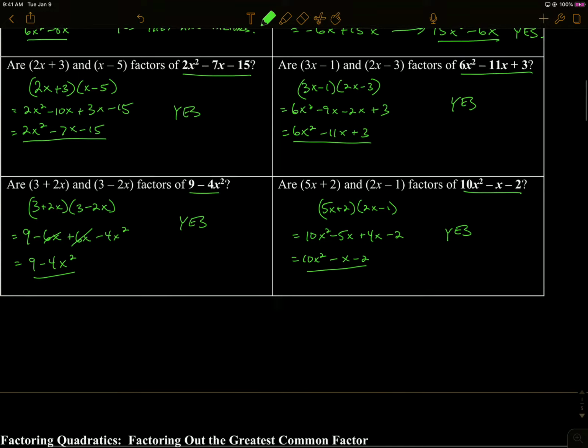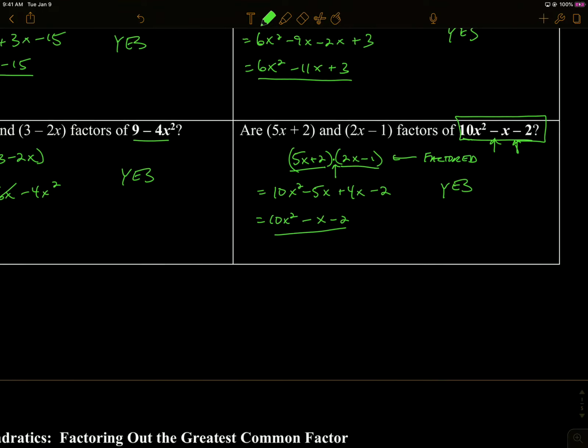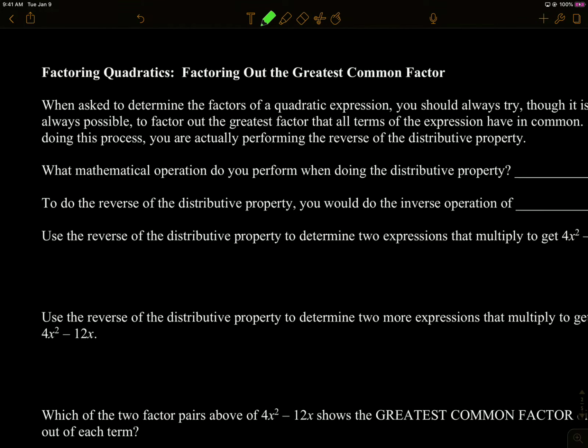Now remember, writing something in factored form means finding its factors. This is not multiplication, it's addition and subtraction. In this case, it's just all subtraction. This here is multiplication between these two factors, one factor times another, so that's called factored. When we say to factor an expression, that's what we mean: find its factors and write them as one times the other.